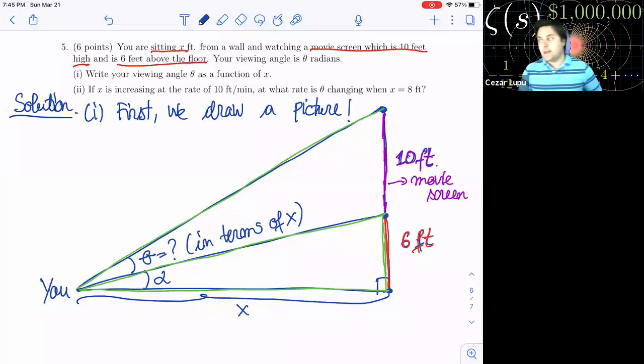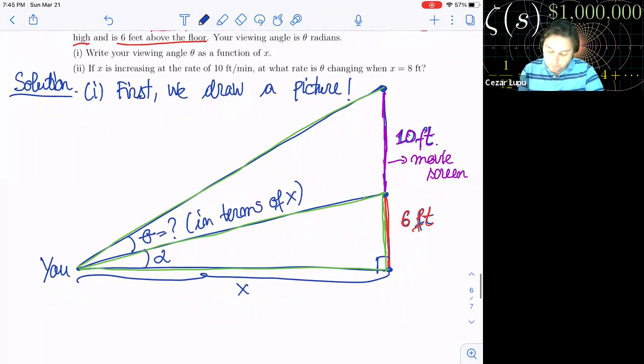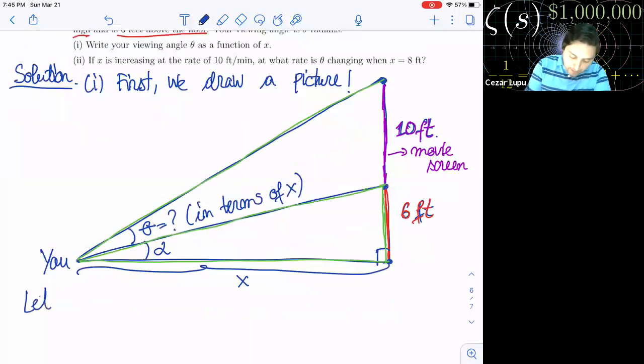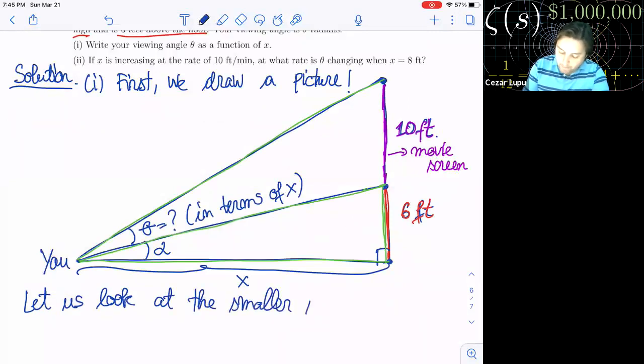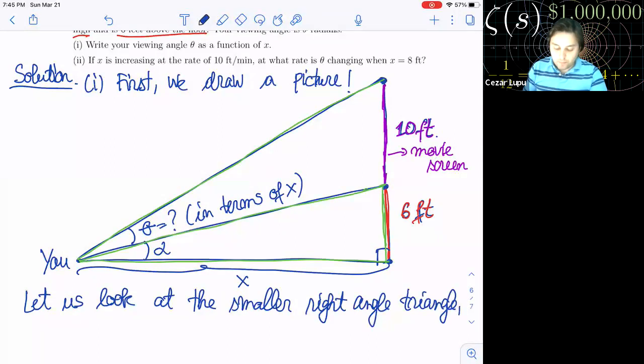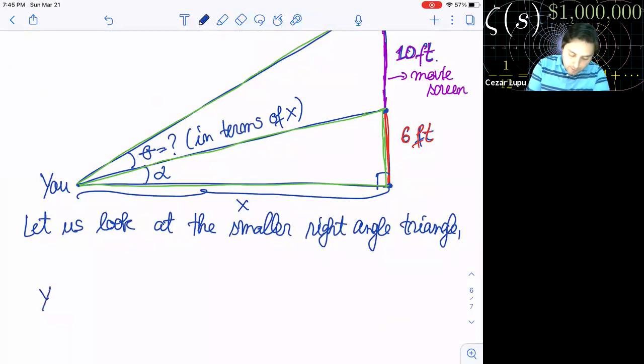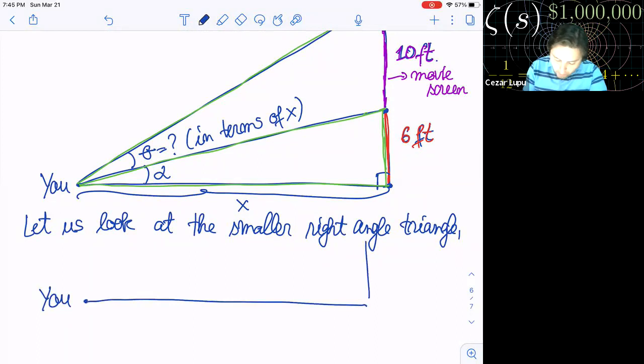All right. And you see, we know something. Can we relate in this? Let's look at the smaller triangle. So let me write. So let me look again. So let's look at the smaller right angle triangle. Let me draw it again. So it's here, and it's right here.